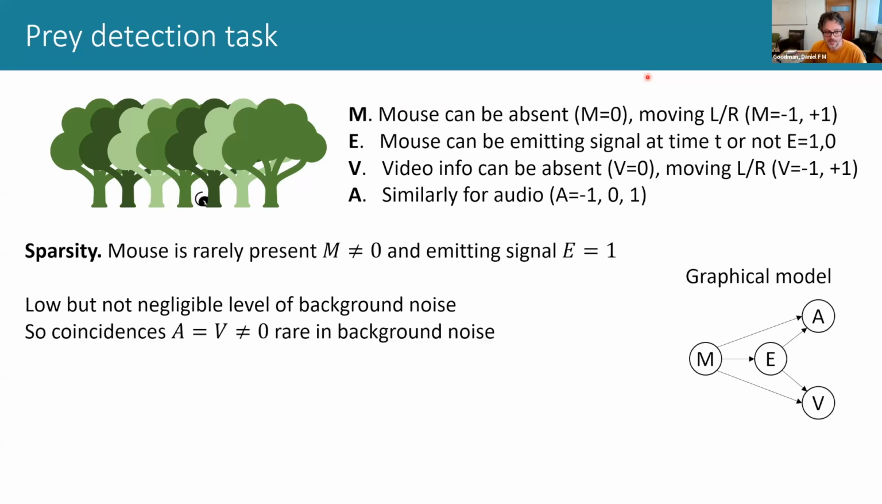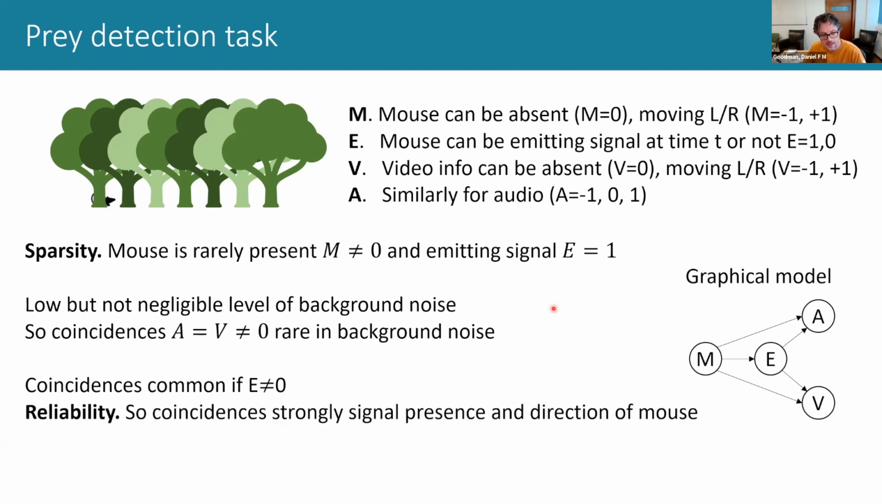So what that means is that because the level of background noise is low, coincidences are rare. In other words, if both the auditory and video signals are telling you left, that's rare to happen in background noise. But it's never going to happen. It's just rare. But when the signal is being emitted, coincidences become much more common. So it's a relatively high signal to noise ratio signal. And that means that coincidences are a reliable indicator of the presence and the direction of the mouse.